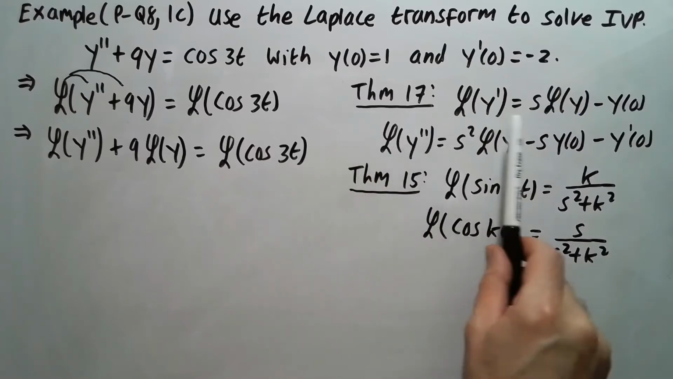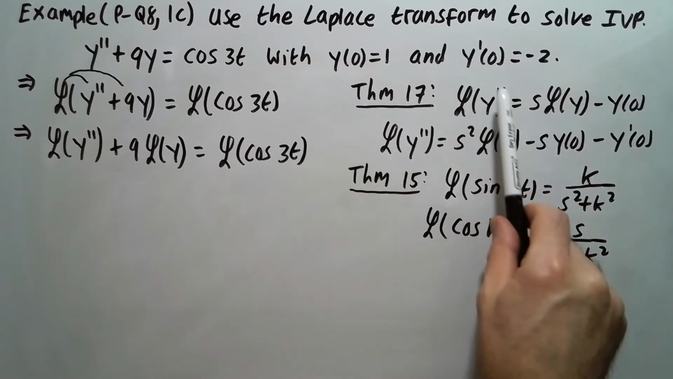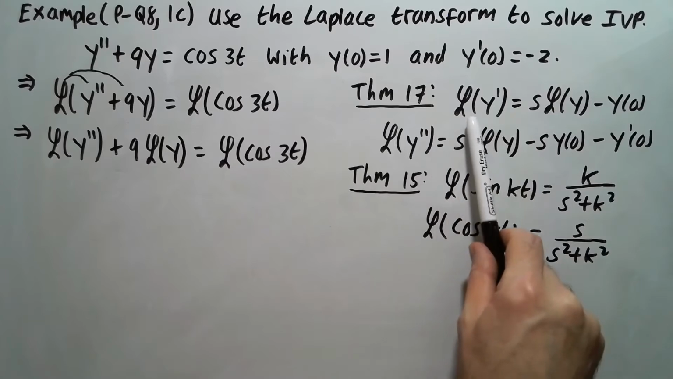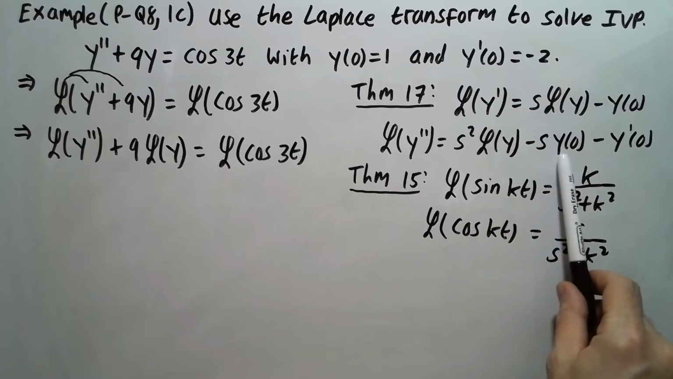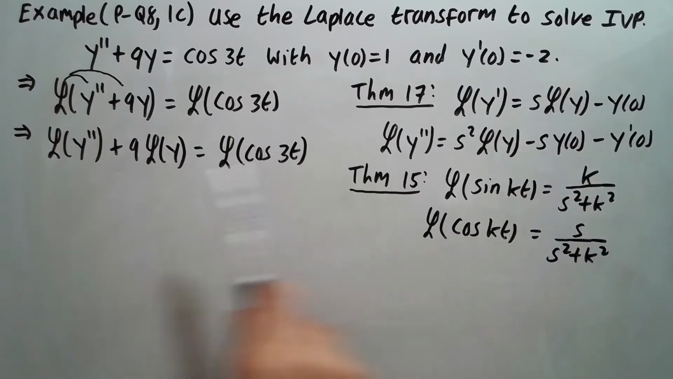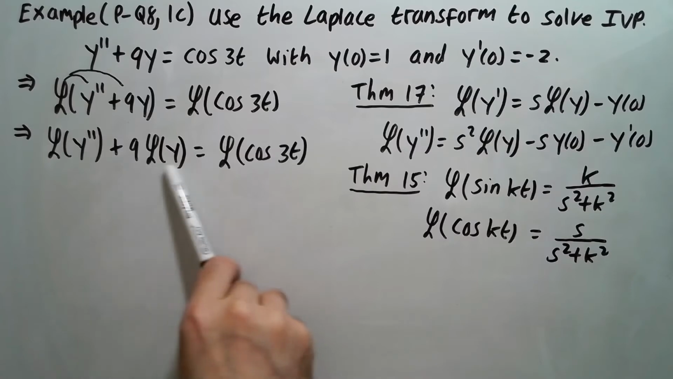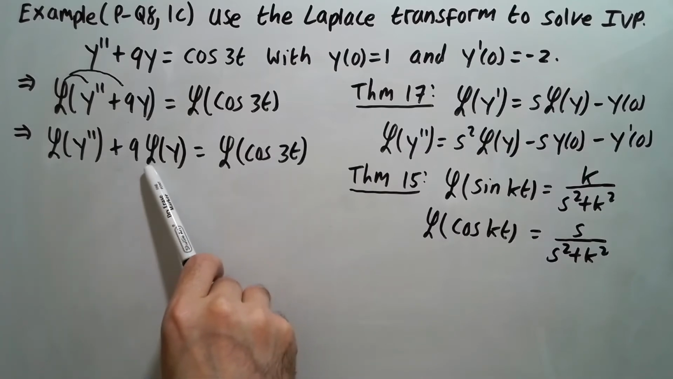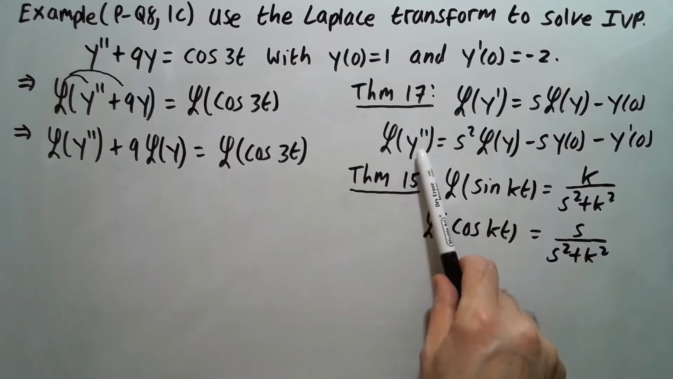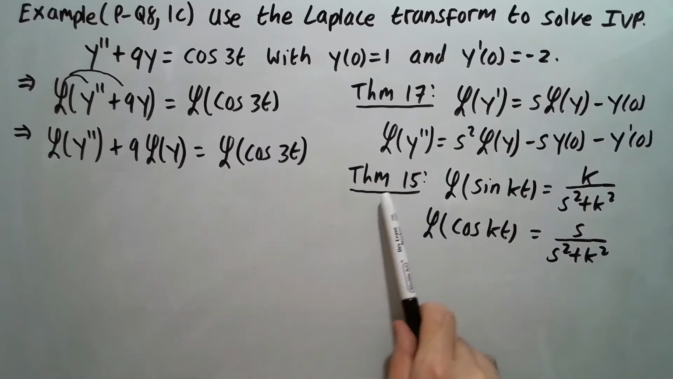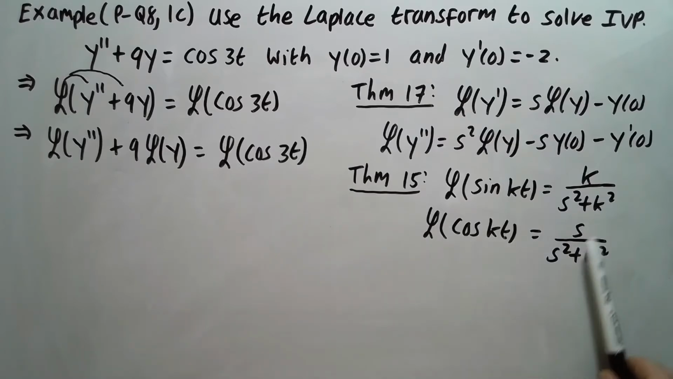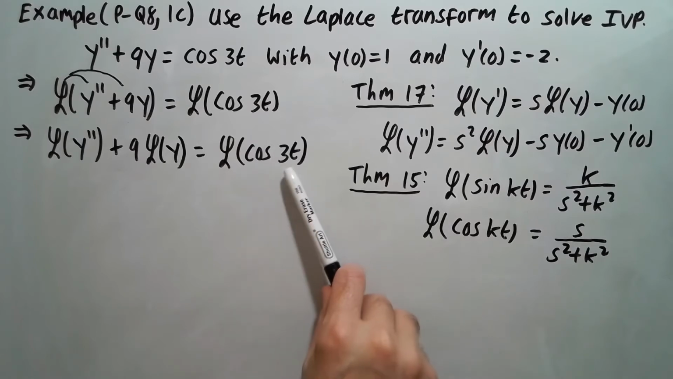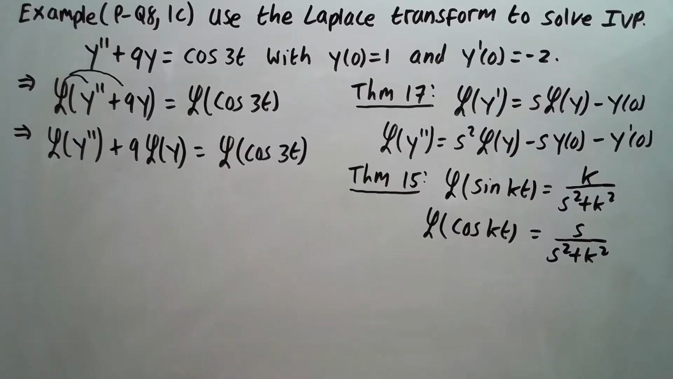Now, in Theorem 17, special cases of it for the first and second derivative, it says the Laplace of the second derivative is s squared Laplace of y minus s times y of 0 minus y prime of 0. We're going to apply that here. This guy does not have a y prime, so let's do the y double prime substitution. And from Theorem 15, we know the Laplace of cosine of kt is s over s squared plus k squared. Here it looks like k is going to be 3. So making those substitutions, we get then.